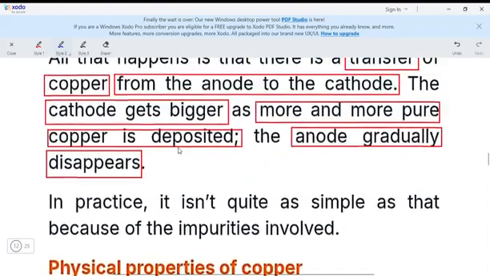Another thing we'll be looking at: I said from the anode to the cathode, the cathode will be getting bigger. As more and more pure copper is deposited, the copper on that other side will be getting bigger, while the anode will be gradually disappearing. That means the impure disappears and the pure appears.